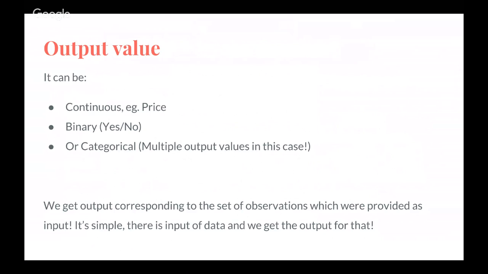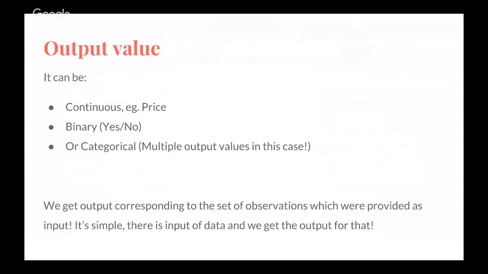The output value can be of three types. It can be continuous, binary, or categorical. What does that mean? Let's say you're trying to predict the price of a product. We have a company and we make products, and we need to decide what we should keep the price of the product as. That's continuous data, for example a price.